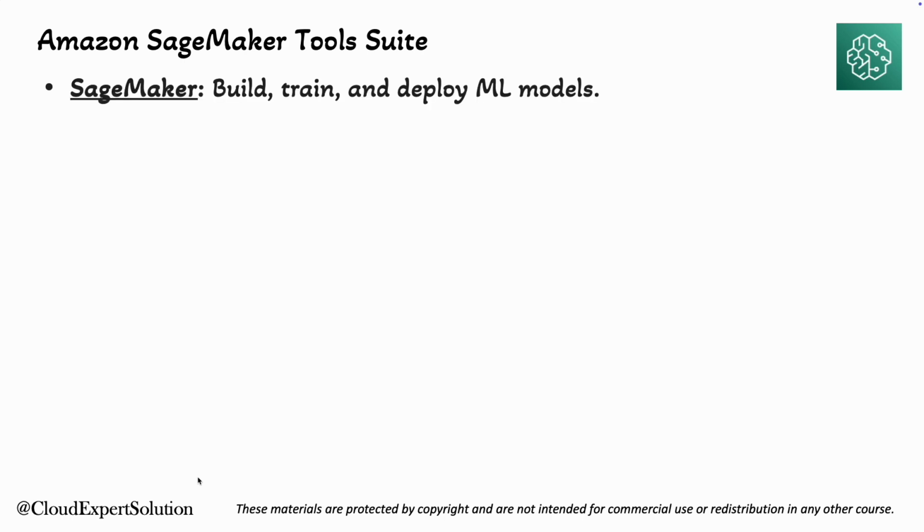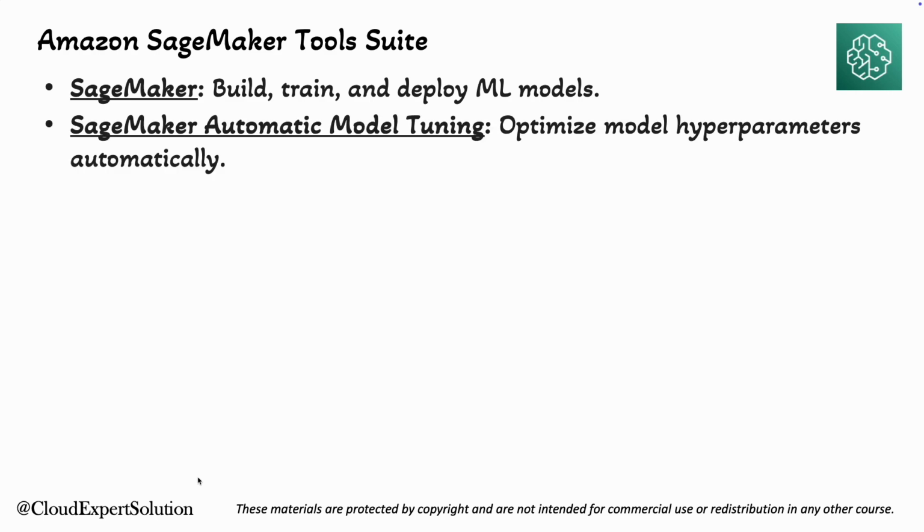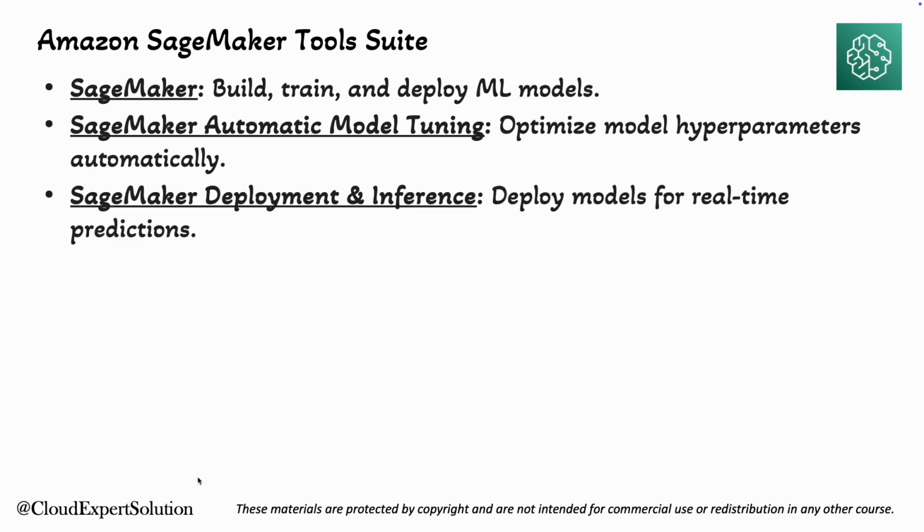To start with, we have Amazon SageMaker, which is used to build, train and deploy machine learning models, that is, an end-to-end machine learning service. Next, SageMaker automatic model tuning can be used to optimize or tune model hyperparameters automatically. Then we have SageMaker deployment and inference. We can use it to deploy models for real-time, batch, serverless and even asynchronous inferencing.